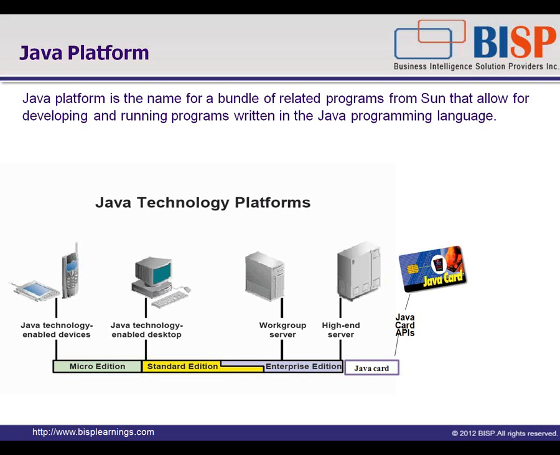Then we have the Enterprise Edition. I will choose the Enterprise Edition whenever my target hardware is a high-end server, or whenever I want to create web applications. Another option I have is the fourth edition, that is Java Card. This edition we use for applications, especially applets, to run on smart cards.